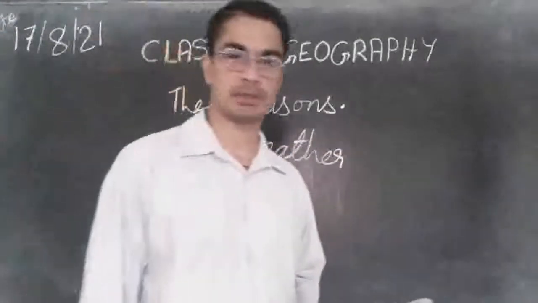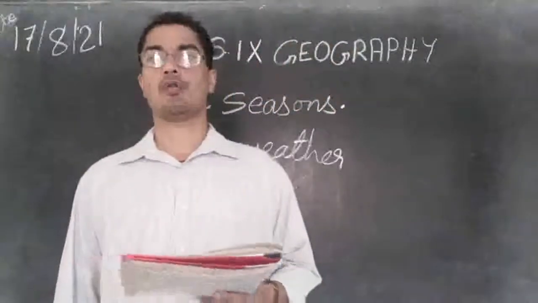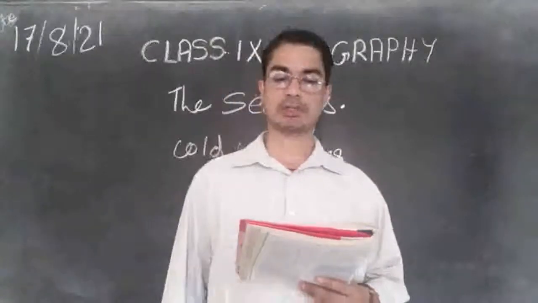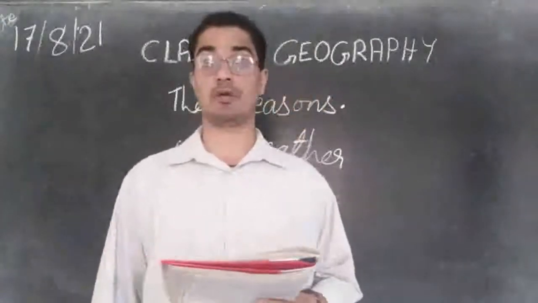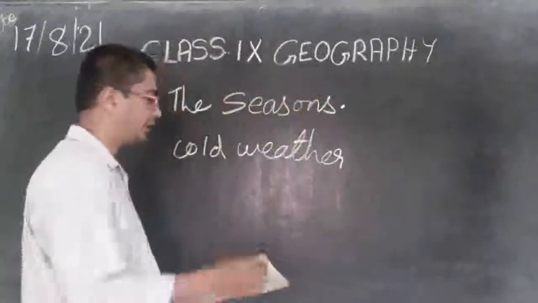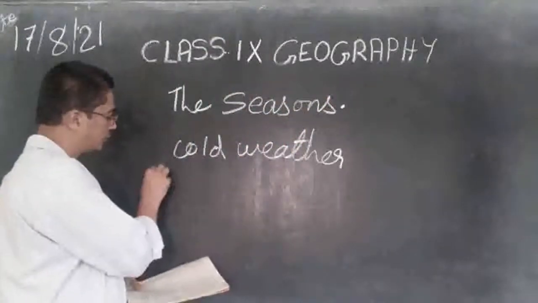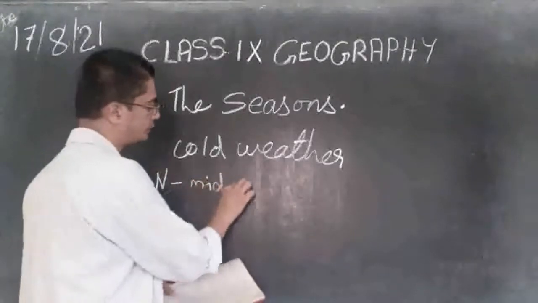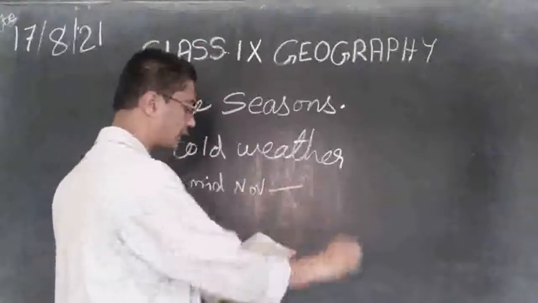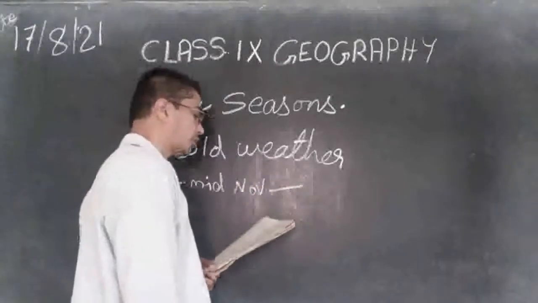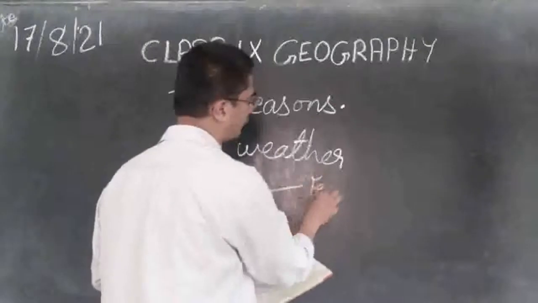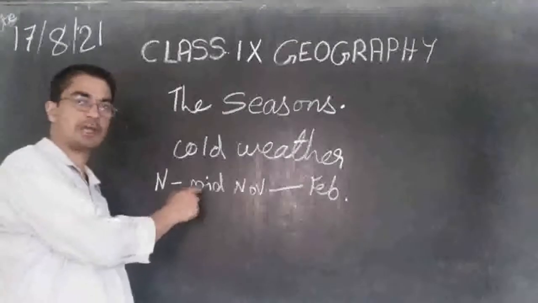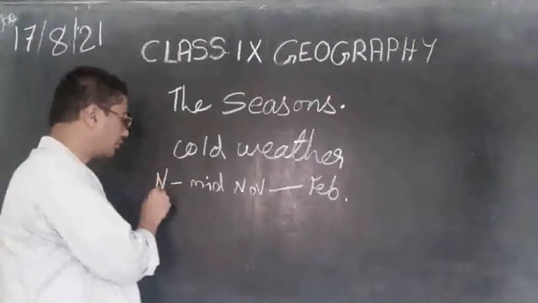The cold weather season begins from mid-November in northern India and stays till February. So in North India it starts from mid-November and goes up to February. That is the cold climate experienced in the north of India.